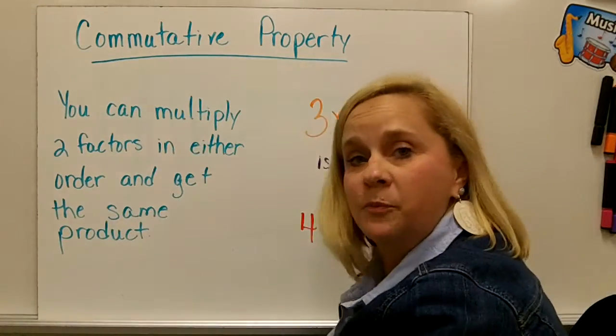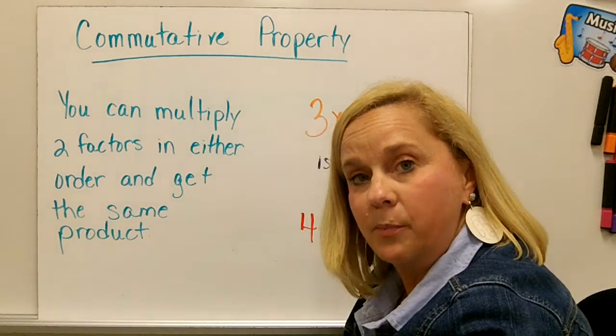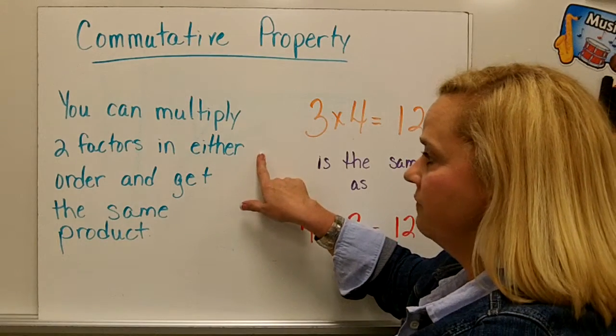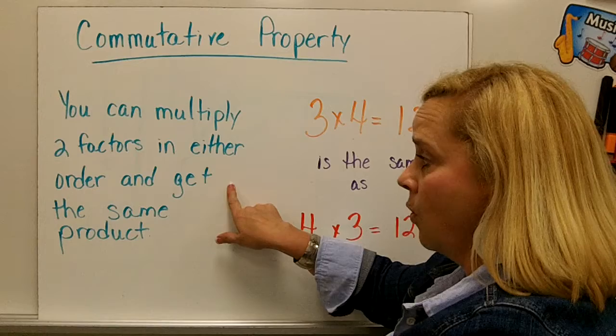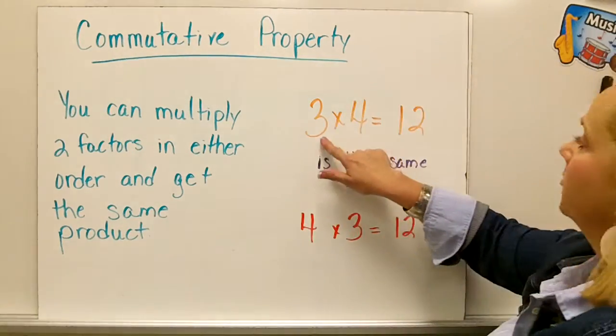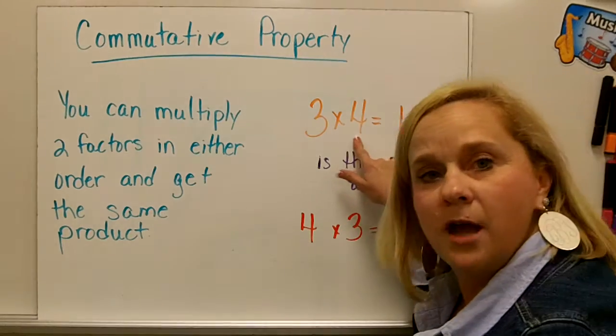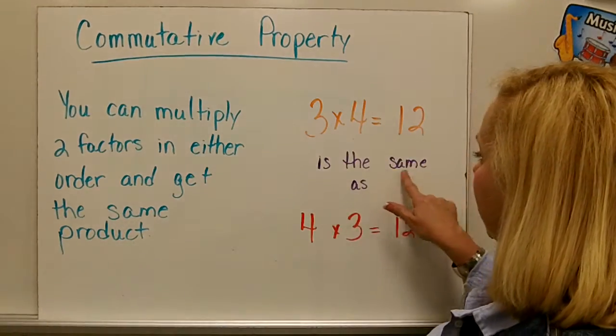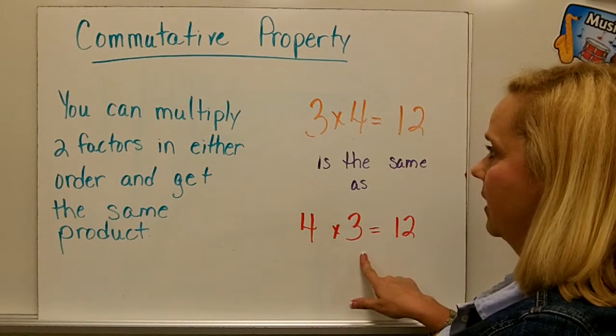All right, the commutative property is another property that we're going to be practicing in class. With the commutative property, you can multiply 2 factors in either order and still get the same product. Let me show you some examples. I have 3 times 4, and we already know that 3 times 4 equals 12. 3 times 4 is the same as 4 times 3.